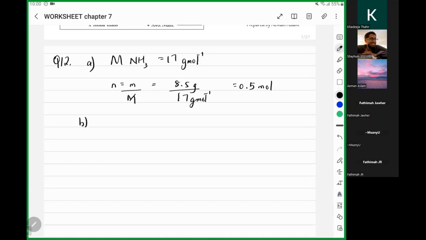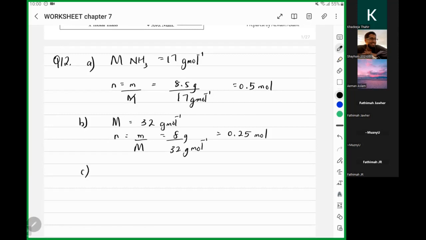Then B, 8 grams of sulfur. The molar mass of sulfur is actually 32. Yes, in your book it's given, okay? So it's 32. If you take 8 grams, moles is mass over molar mass, 8 over 32. So you're going to get what? 0.25. 0.25.